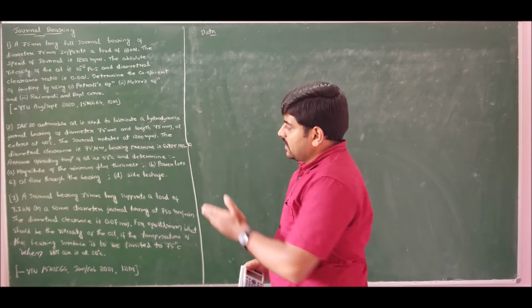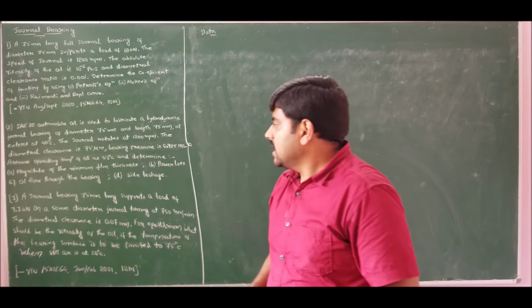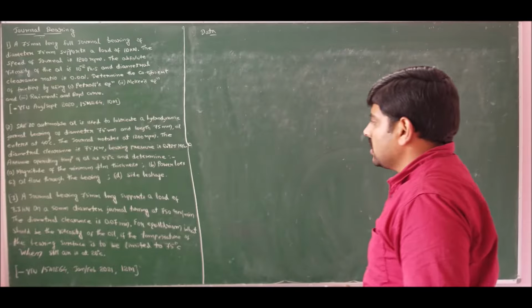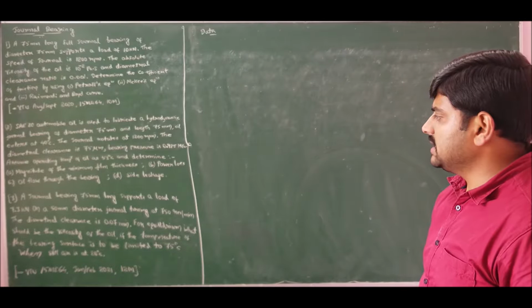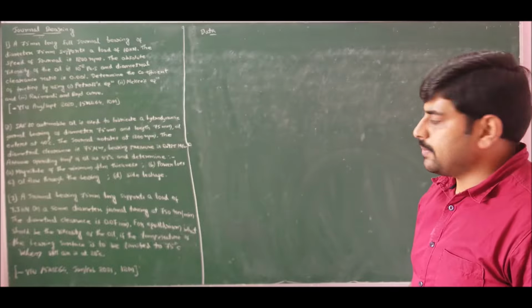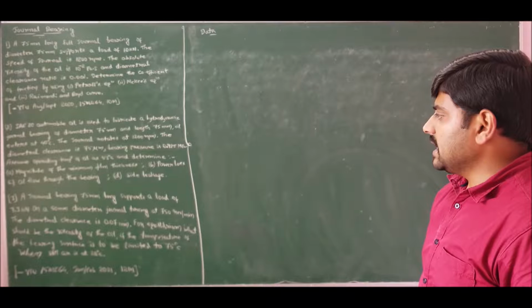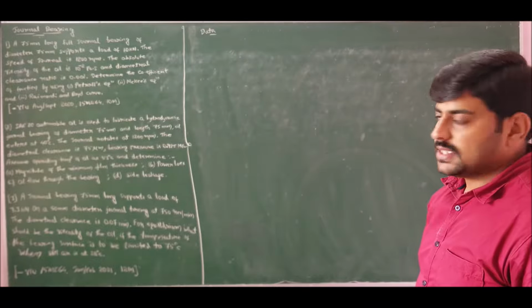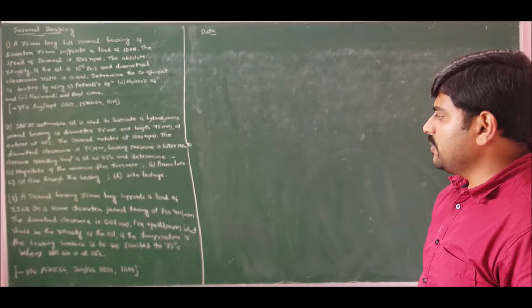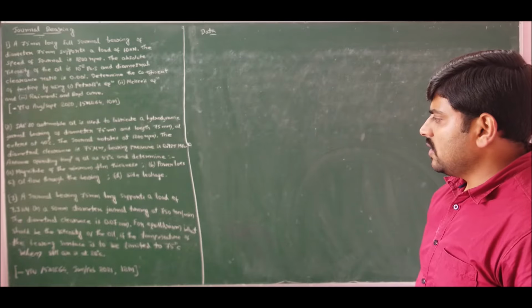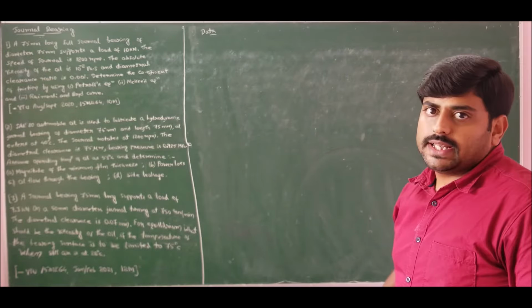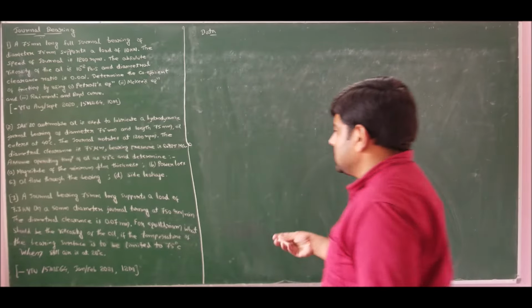Now moving ahead, problem number 3 states that a journal bearing 75 mm long supports a load of 7.3 kilonewtons on a 50 mm diameter journal turning at 750 rpm. The diametrical clearance is 0.07 millimeters. For equilibrium, what should be the viscosity of oil if the temperature of the bearing surface is to be limited to 75 degrees Celsius when still air is at 20 degrees Celsius? Let us solve this problem.